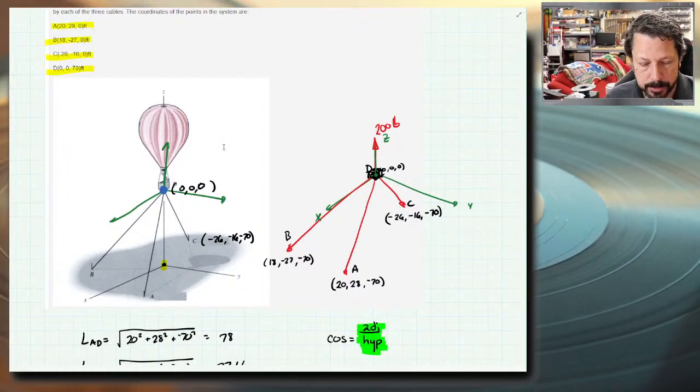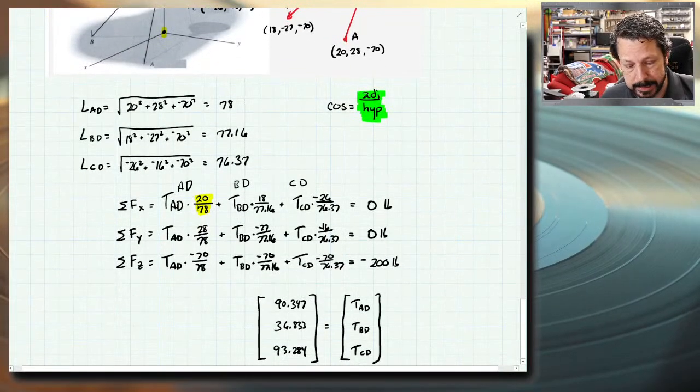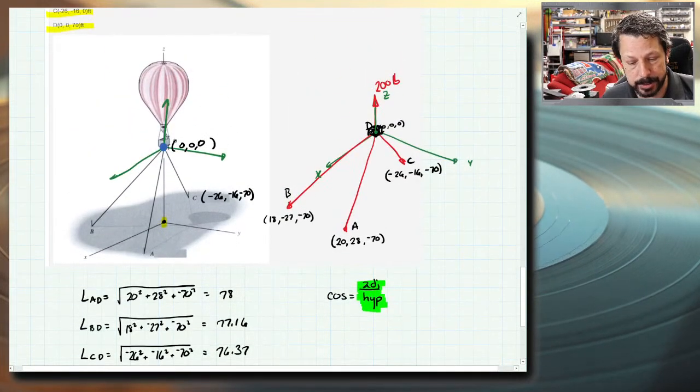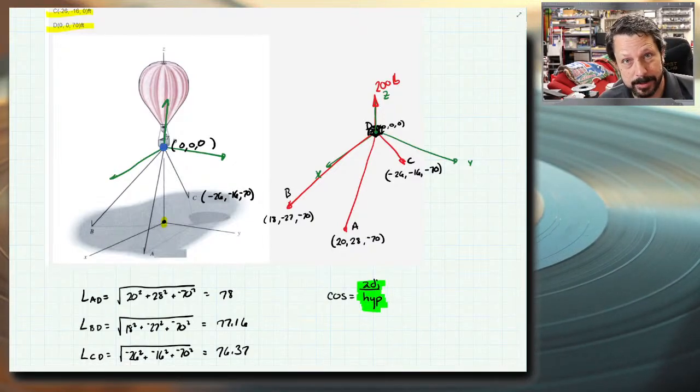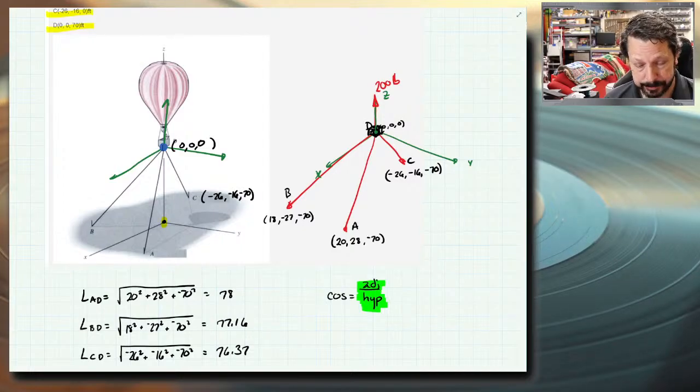Some of the problems that you work have the origin already labeled at the intersection of all of the forces. This one didn't. And it is just so much easier for doing this method with the cosines if the origin is at the point of the concurrent system, the intersection point of all these forces. So when I raise the axis up, that's why A, B, and C got negative z components now, and D got a 0 z component because I made it the origin.